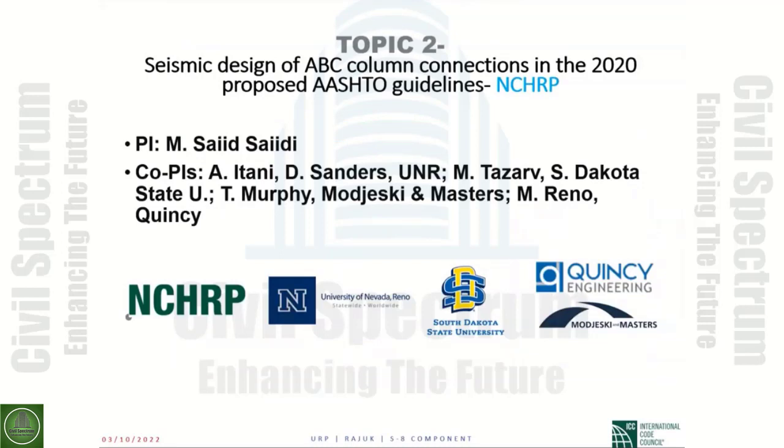Let me get into topic two. In topic two, I'm going to talk about proposed seismic design guidelines for ABC connections. This was a document that we prepared based on research and studies that we did under the NCHRP, that's National Cooperative Highway Research Program. In this project, we worked with some practicing engineers who did some design examples, as well as helped with the development of the design guidelines.